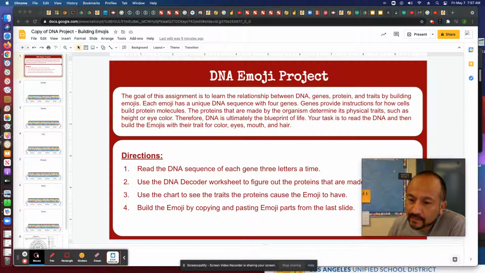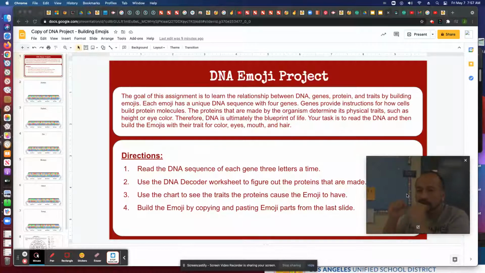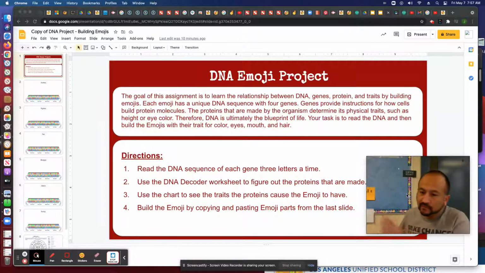And today we're going to be doing a fun project. All of you love emojis. We all love emojis. We send them to our friends and our family. And today we're doing a DNA emoji project. And I'm going to help you out. We're going to read the instructions. Always read the instructions and the directions.